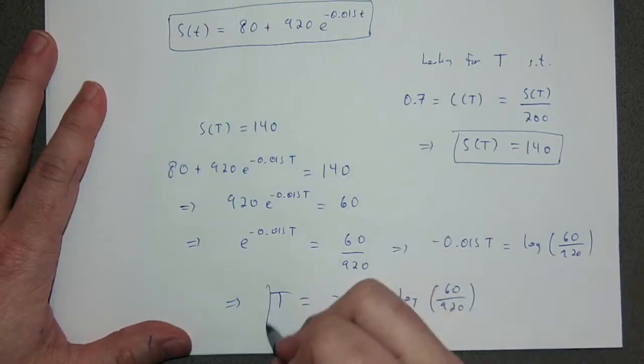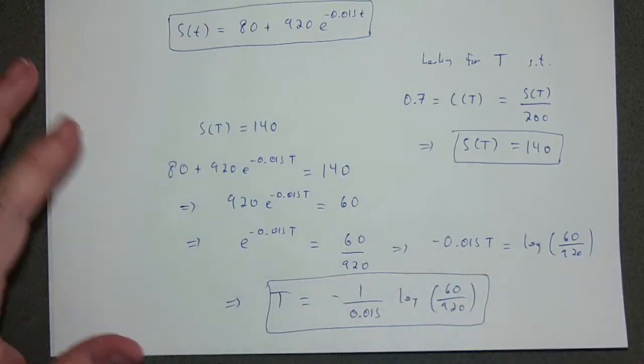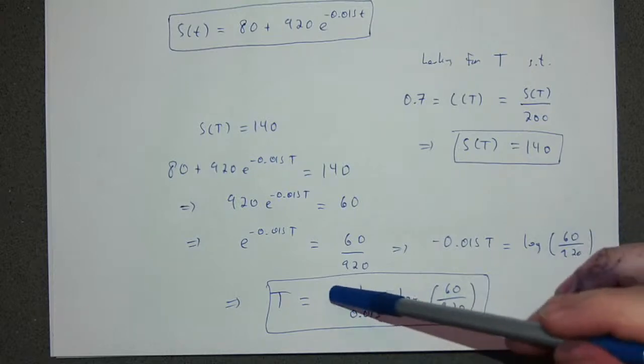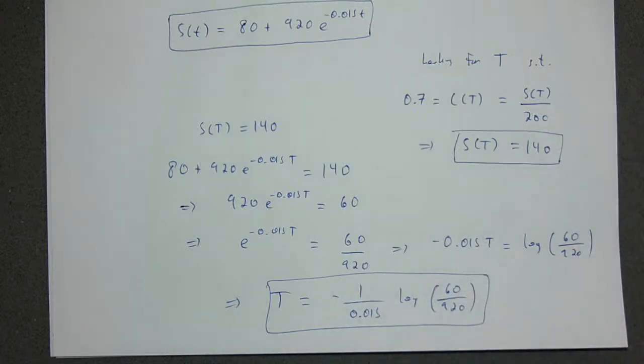It's perfectly reasonable as a final answer. Just to check that it makes sense, this time should be positive, of course. Log of 60 over 920: 60 over 920 is less than 1, so the log of 60 over 920 is definitely negative, so minus minus is positive at least. What is this roughly?